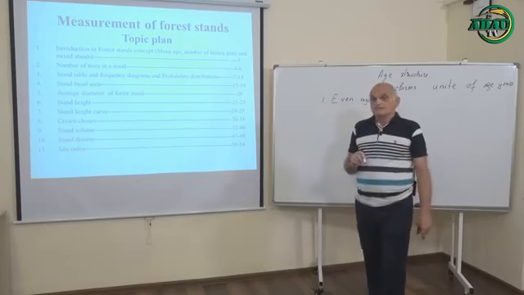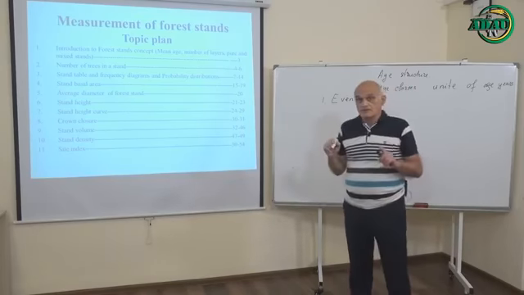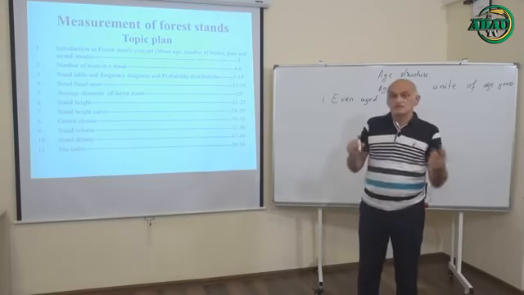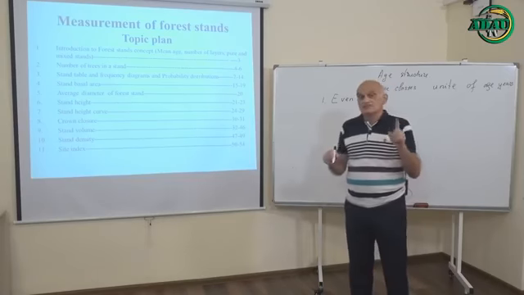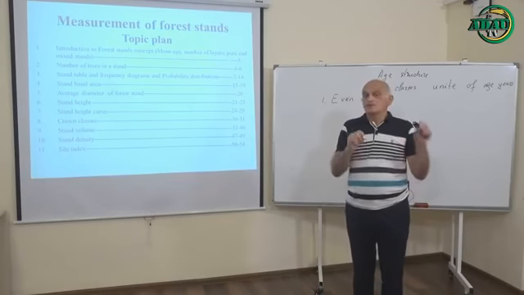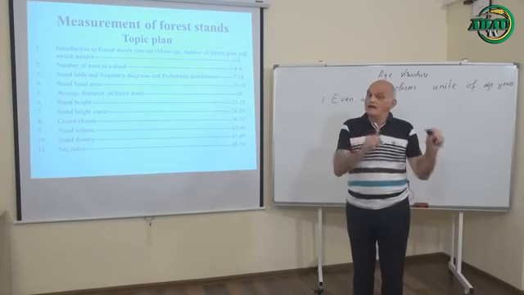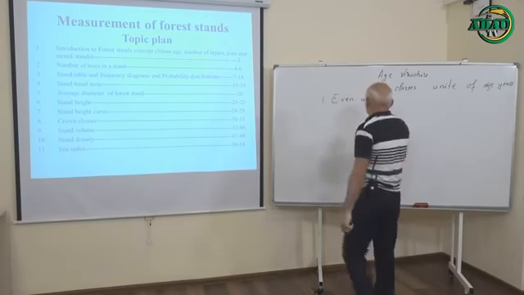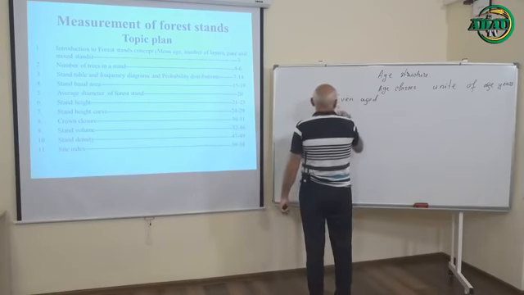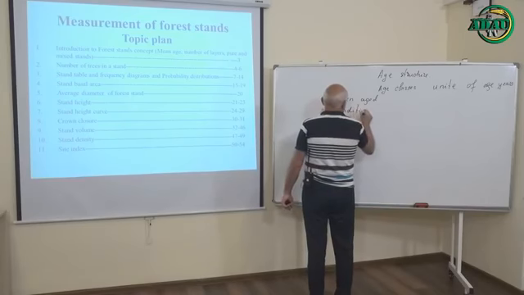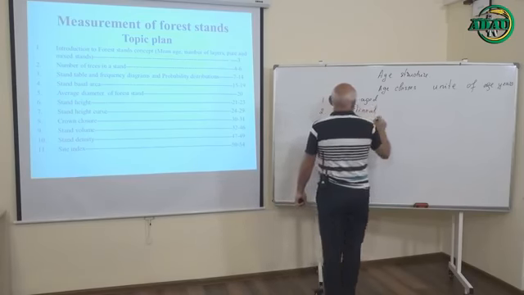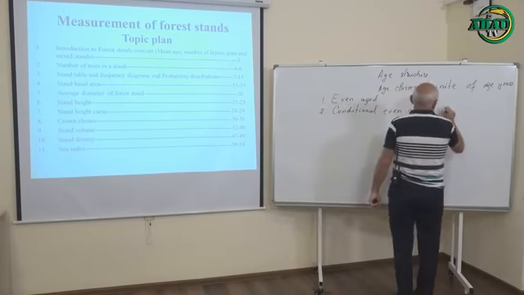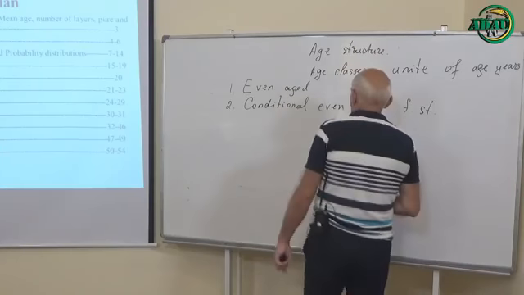If the trees in the forest stand differ from each other by less than 20 years, then such forest stands are always named conditionally even-aged stands. The second is conditionally even-aged forest stand.